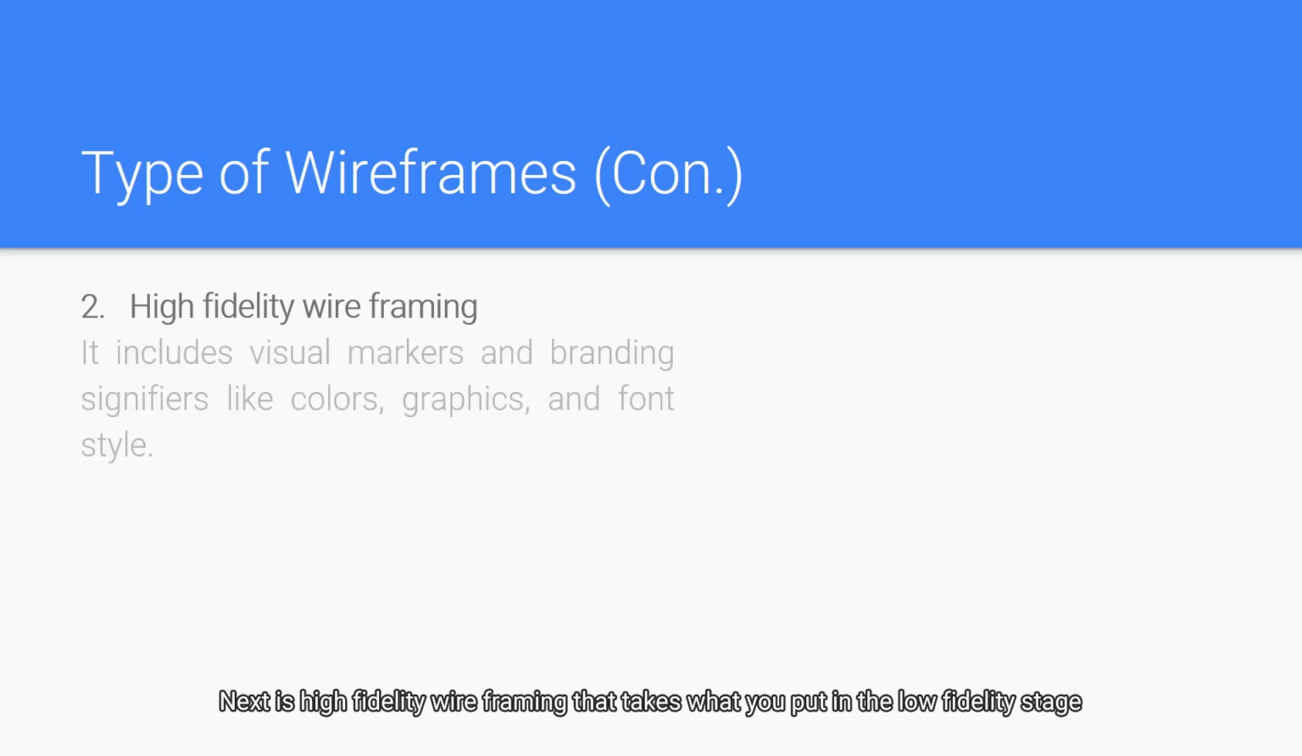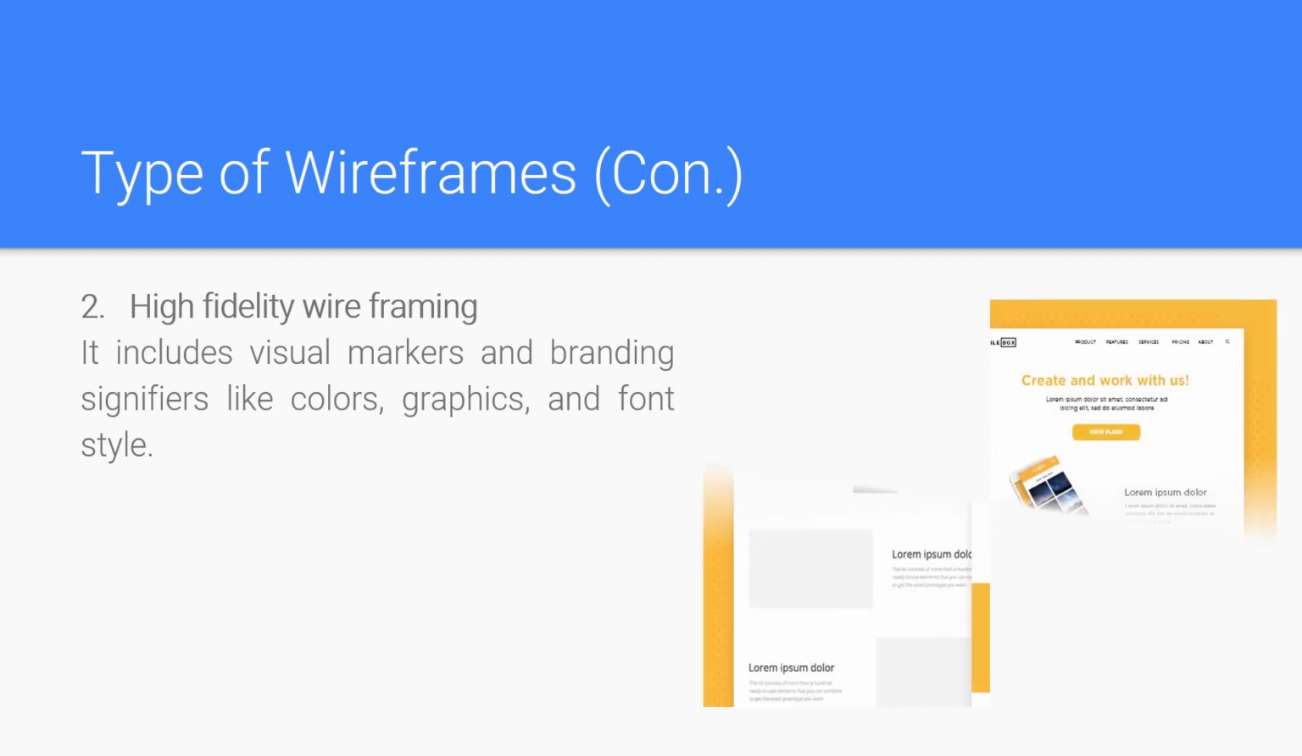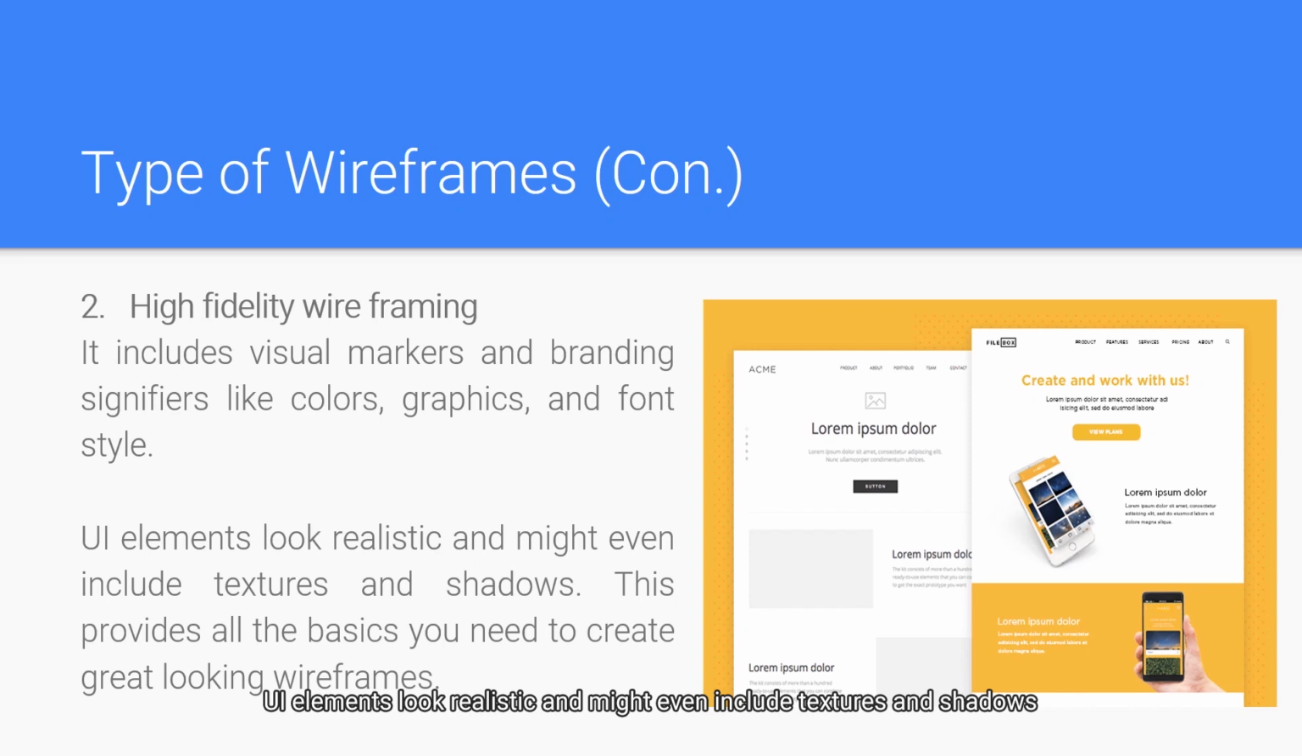Next is high fidelity wireframing that takes what you put in the low fidelity stage and sprinkles in more of the detailed elements. It includes actual content, visual markers, and branding signifiers like colors, graphics, typefaces, and font style. UI elements look realistic and might even include textures and shadows. At this stage, a designer might also choose to add in images and videos. A high-fidelity wireframe captures the look and feel of the product in the advanced stages of the design process.